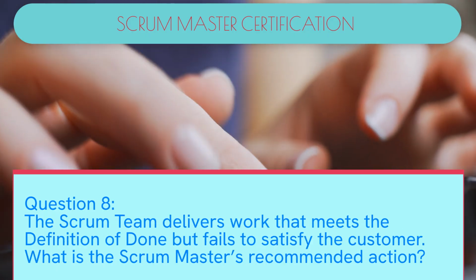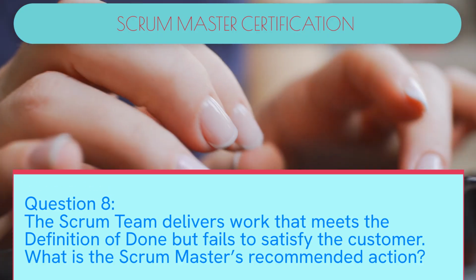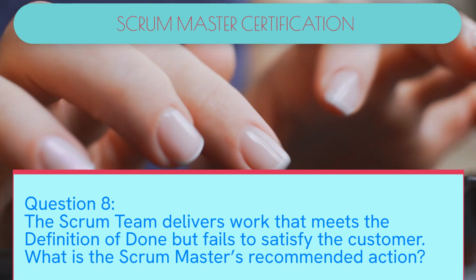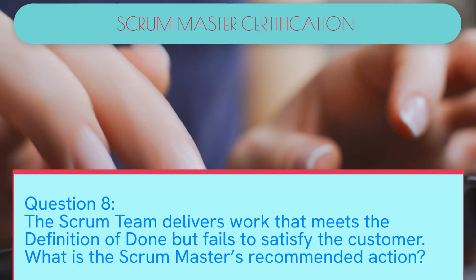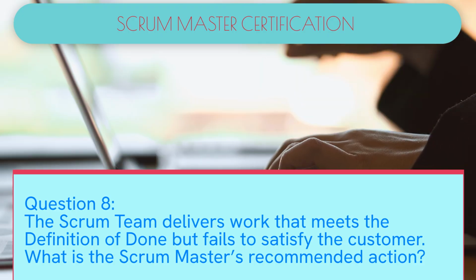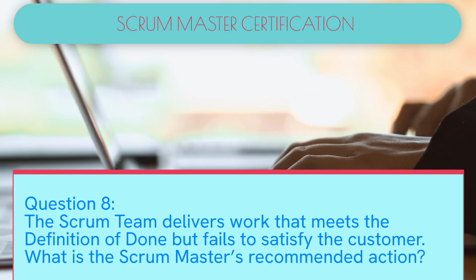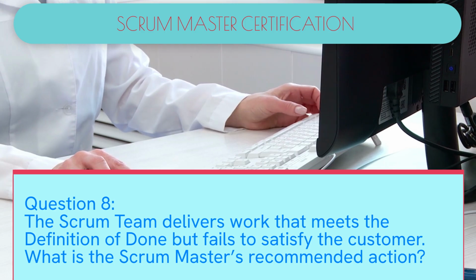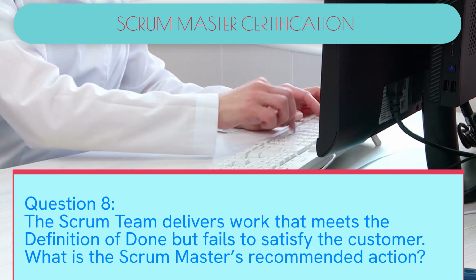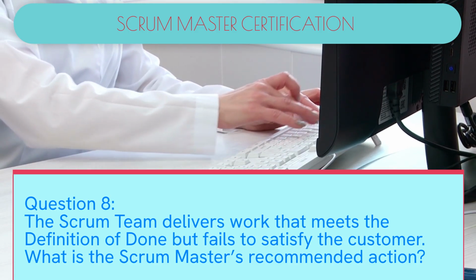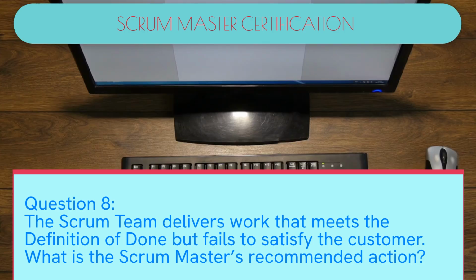Question 8. The Scrum team delivers work that meets the definition of done, but fails to satisfy the customer. What is the Scrum Master's recommended action? Answer. Encourage stronger collaboration between the product owner, stakeholders, and the development team to clarify requirements and expectations before sprint planning. Explanation. The definition of done ensures technical completeness, but value delivery requires stakeholder alignment. The Scrum Master facilitates communication to bridge this gap.